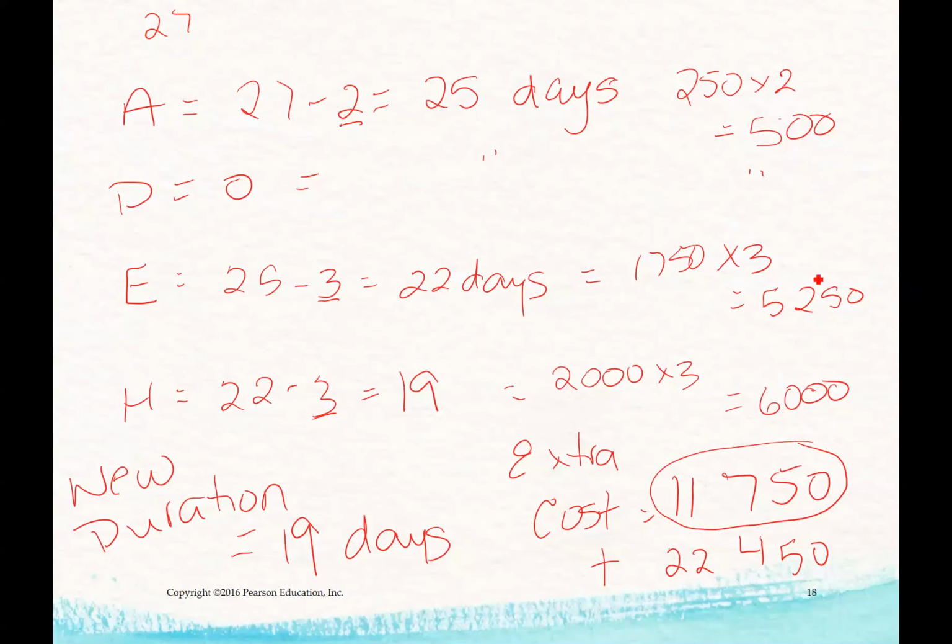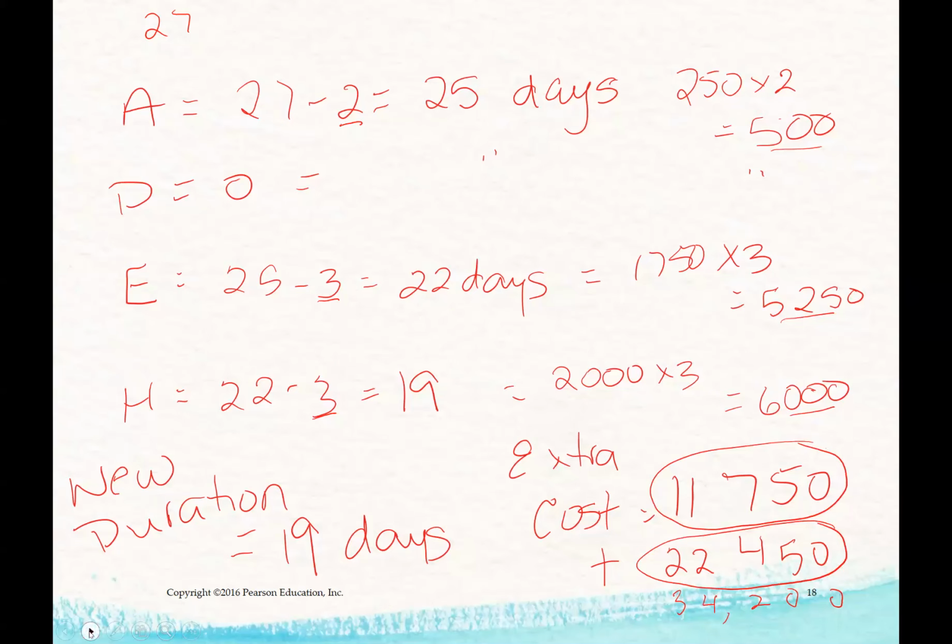That's the cost of the 500 plus this plus this. Notice it is not the $37,000 of crashing every activity. So when we're asked what's the total cost of crashing and what's the new duration, the total cost of crashing is the $11,750 plus the original cost of our project, which is $22,450, which comes up to, as I do the math sort of on the go, pardon again, it's kind of chicken scratchy, the new cost for doing the project is $34,200, and our new duration is 19 days.